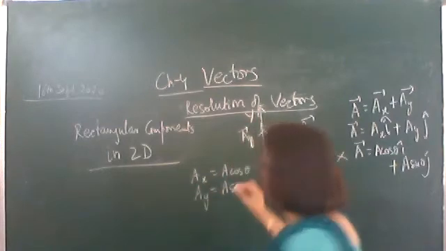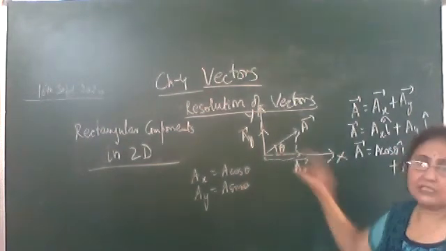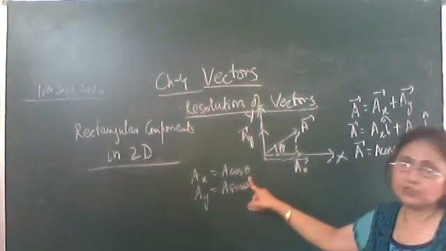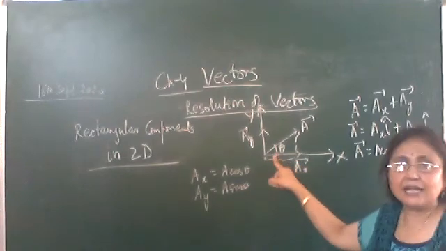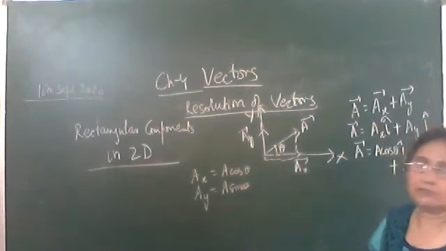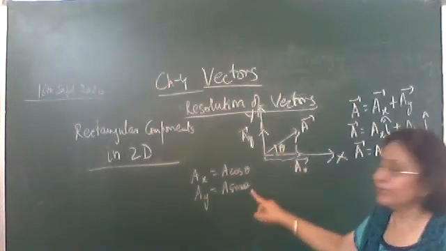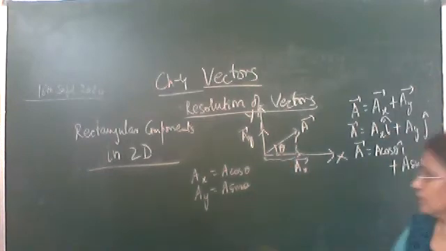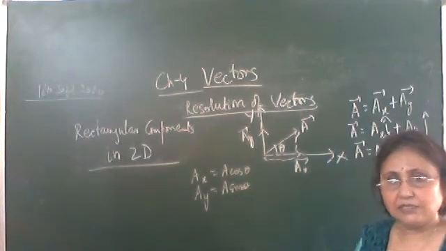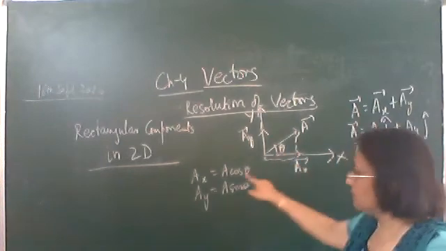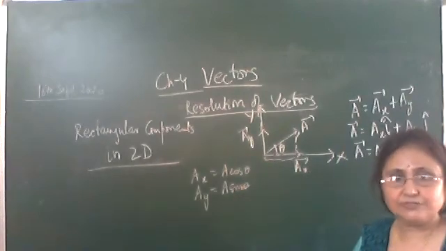Now always remember that the component which is touching this angle theta will be in terms of cos. This Ax component is touching the angle theta, so it will always be in terms of cos, A cos theta. Whereas the vertical, perpendicular component will always be A sin theta. So the component touching theta is always in terms of cos, and the one perpendicular to it is always in terms of sine.